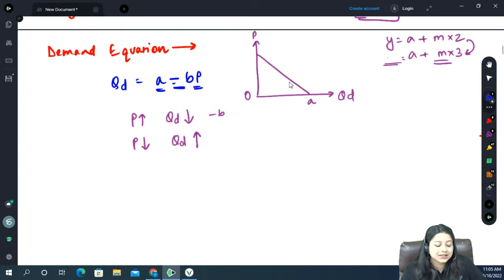So A is the intercept, Hardik. A is the intercept, meaning if your price is zero, how much will you demand? Clear? And B is the slope of the equation. What is the slope? If your price changes, by what amount will your quantity demanded change? Clear, Hardik?